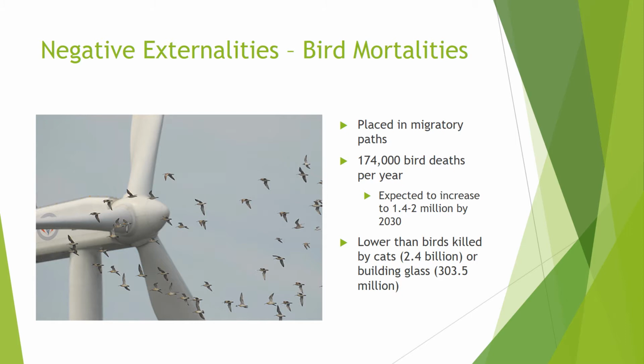According to the U.S. Fish and Wildlife Service, turbines kill an average of 174,000 birds per year. This mortality rate is expected to increase between 1.4 and 2 million by 2030 as the number of wind farms increase. While this number is high, it is still significantly lower than the number of bird deaths by cats every year, which is estimated at 2.4 billion, or the number of birds killed by collisions with building glass, estimated at 303.5 million.